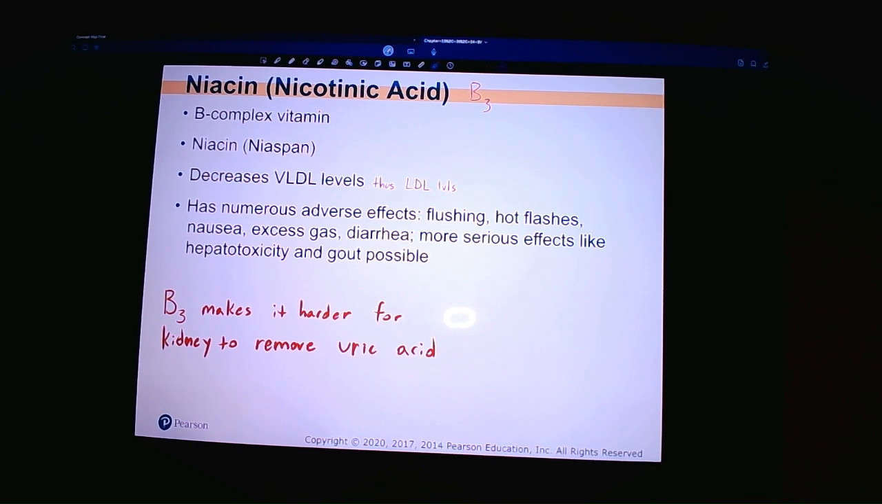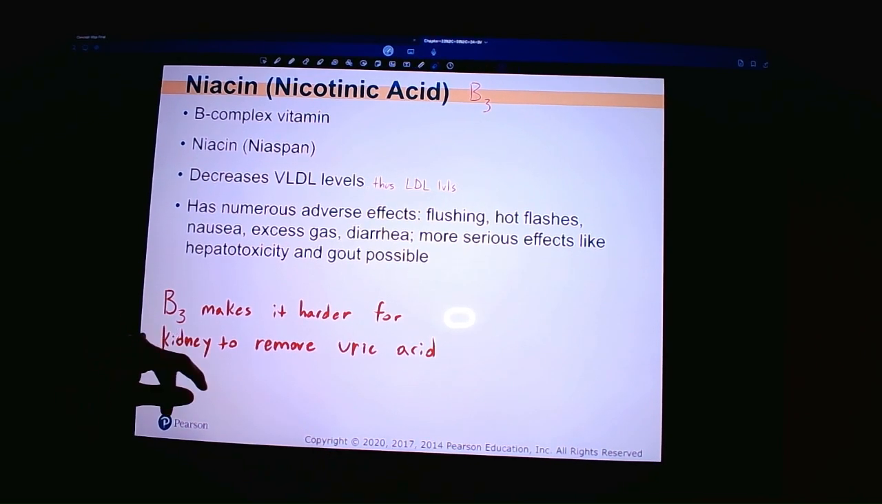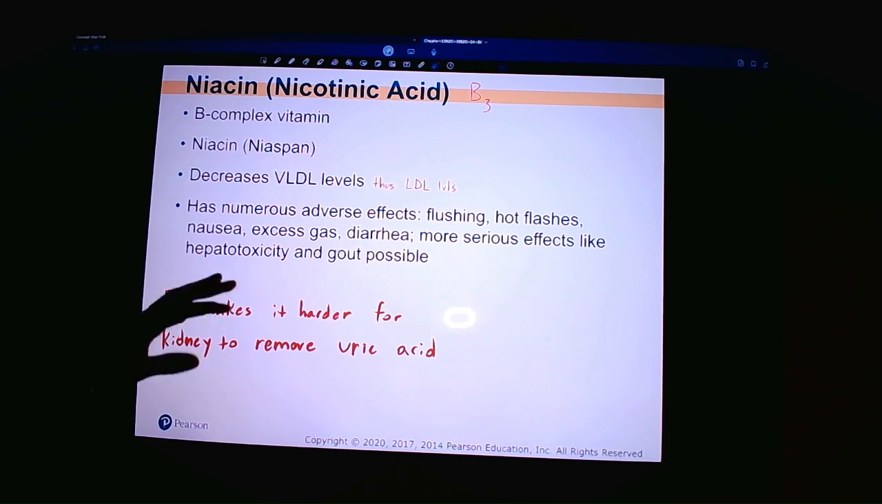Excess gas buildup, and I'm mainly going to jot that one up just because you're messing with the levels of lipid inside you. Diarrhea, I remember that one from our vitamins chapter. And then hepatotoxicity and gout are possible. And the big thing is that vitamin B3 makes it actually harder for the kidney to remove uric acid, and uric acid is what makes us have gout because that's hyperuricemia.